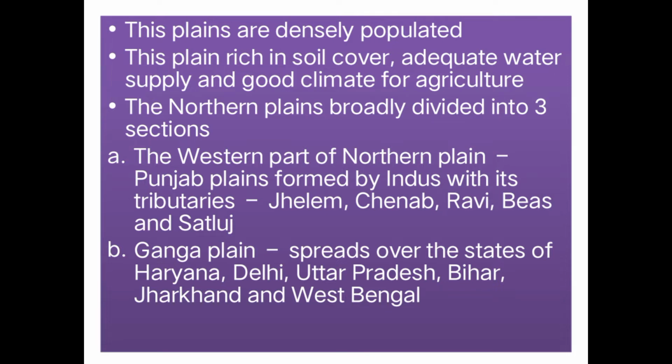The northern plains can broadly be divided into the western part, the Punjab plain, formed by the Indus with its tributaries Jhelum, Chenab, Ravi, Beas and Satluj. Punjab: Panj is five, Ab is a place of water, or a meeting point of water. So, the land of five rivers, Punjab.